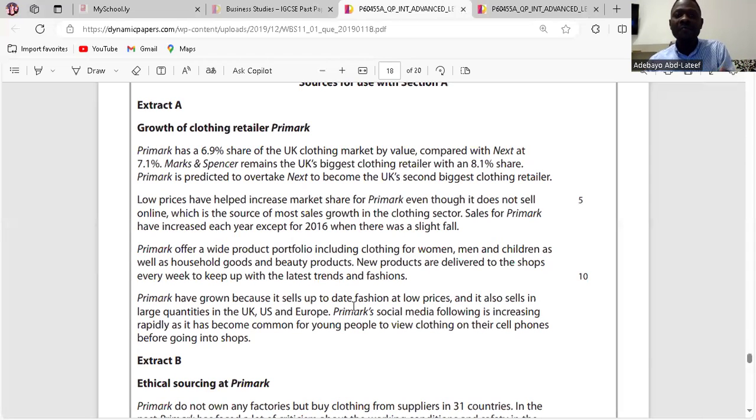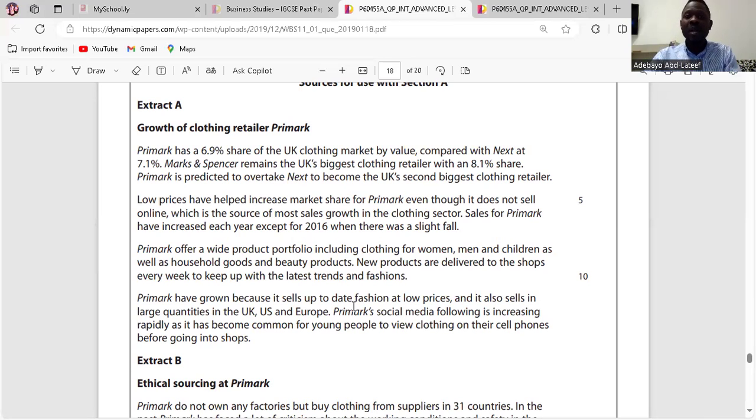And so they said low price has helped increase market share for Primark. When you look at low price there, it means Primark is using it because it's a mass market, you need to be able to differentiate your product from those of your competitors. To do that, Primark is using low price as its unique selling point. Using low price here, selling at a lower price means that you're going to have a low profit margin.